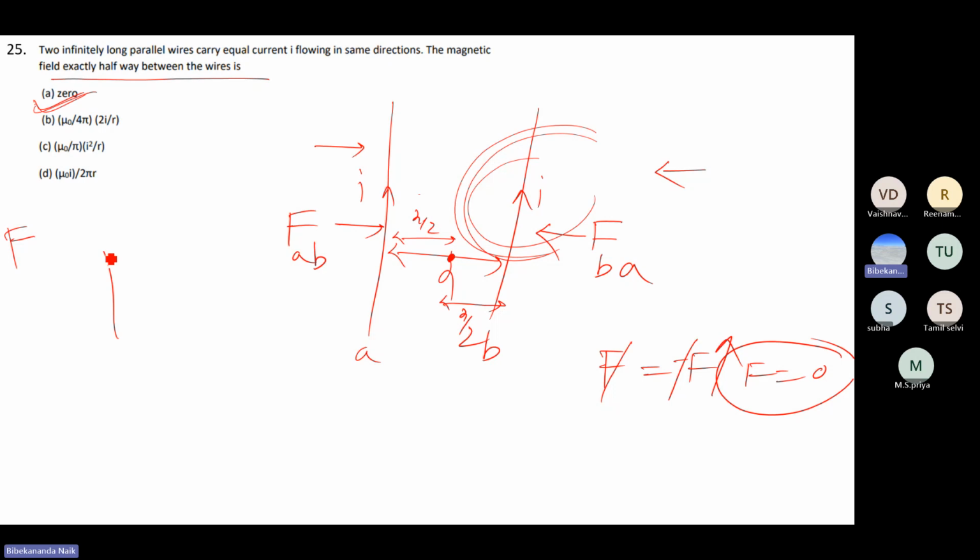Suppose this is the current direction. Now according to Fleming's right hand rule, the magnetic field produced will be in the anti-clockwise direction. If in this case this is the direction of the current, the magnetic field produced will again be in the anti-clockwise direction. So they will cancel out each other, and the net field will be 0 exactly halfway between them. So these are the questions we discussed.